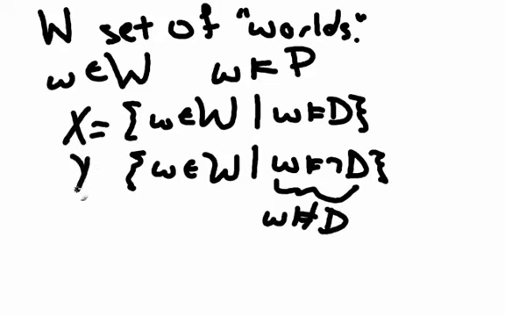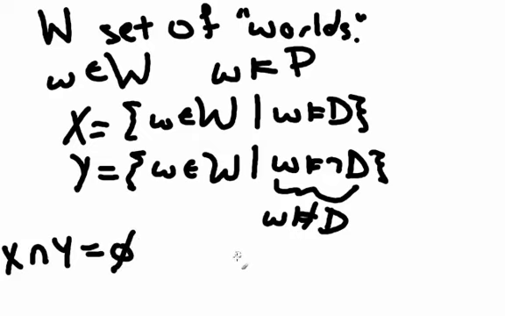I'll call the first one X. Those are the worlds where it's dead. I'll call the other one Y. Those are the worlds where the cat is not dead. Now, we can't have it being both dead and not dead. So when you intersect these two sets, you get the empty set. And likewise, it has to be one or the other in each world. So when you union them, you get the set of all worlds.